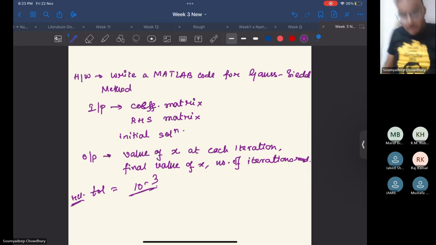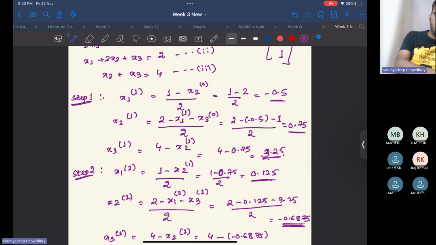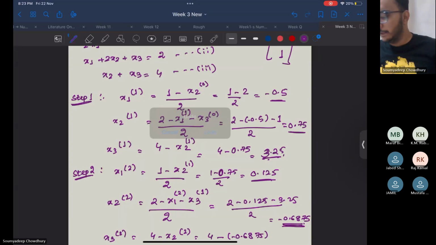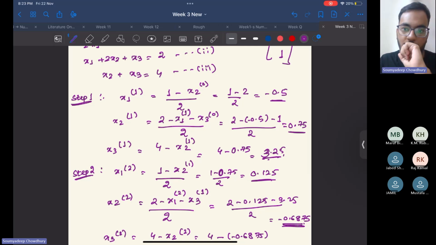Yes, sir. Okay. So if you compare the Jacobi method and the Gauss-Seidel method in MATLAB, once you write the code for both, you can see that in the Gauss-Seidel method, the number of iterations required to achieve a particular tolerance will be much lower compared to the Jacobi method, because in the Gauss-Seidel method we are using the most updated value at each step of iteration. Okay. So now I'll show you the code.